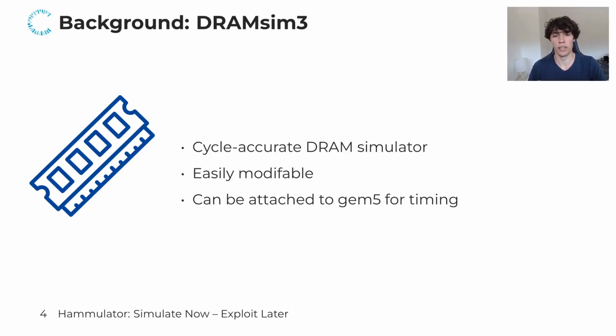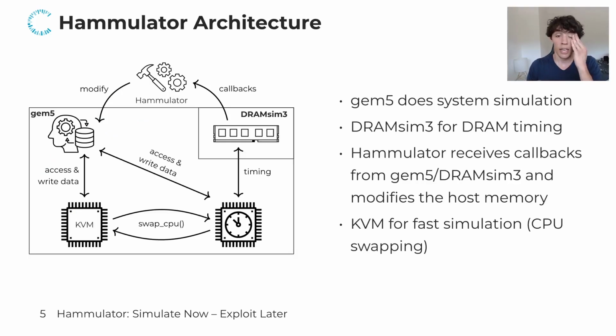Okay, now that we have the background for our work, we can already discuss the high-level architecture of Hammulator. And you can see that here on the left side. So basically GEM5 is the base building block of Hammulator. We have DRAMSim 3 here on top. And our Hammulator is outside of this GEM5 structure here, and it gets callbacks and modifies the host memory in GEM5.